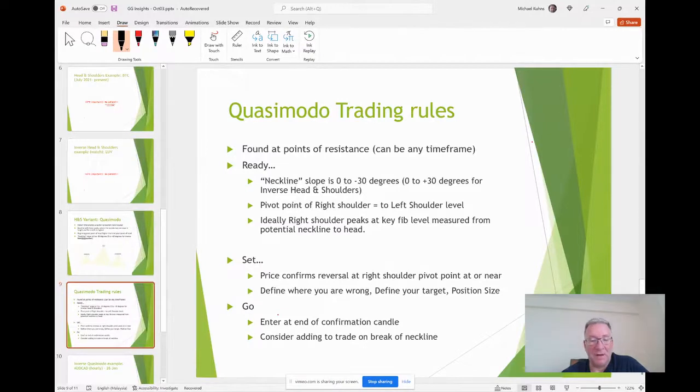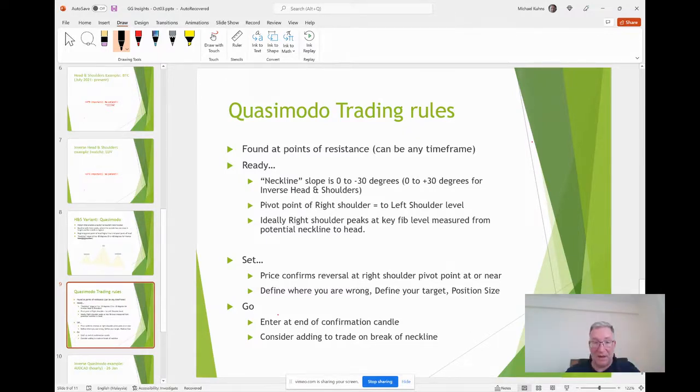And you need to find some kind of confirmation. Okay, so you also need to define where you're wrong, define your target, position size, and so on. But the entry is actually when you see the pivot point confirmed, and you enter at the end of the confirmation candle. And then what I do is I consider adding to the trade on the break of a neckline. Okay, so let me show you how this works on the Kazimoto.